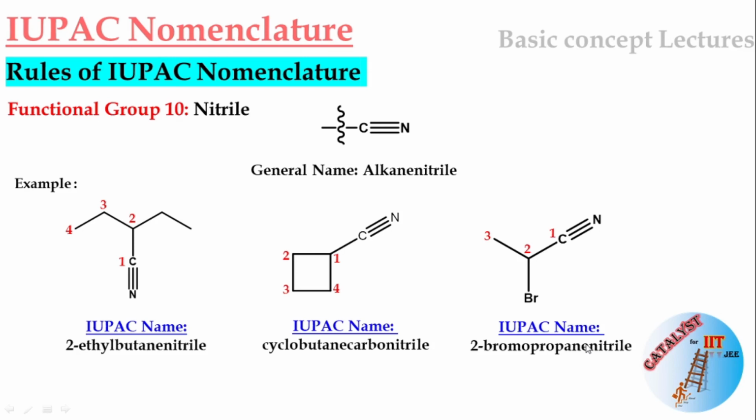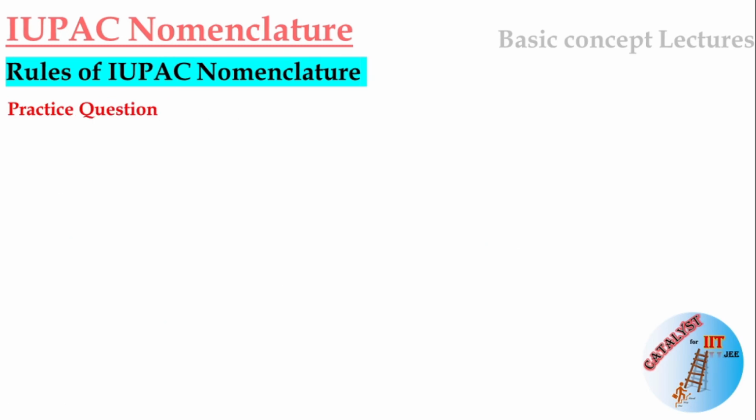Okay, so up to now we have covered all the functional groups as well as the unsaturated hydrocarbons. We have discussed all the rules behind the nomenclature of saturated as well as unsaturated hydrocarbons and all the hydrocarbons which contain functional groups. So at this point we have studied all the rules for the nomenclature. Okay, now we will solve one practice question which will involve all the rules.